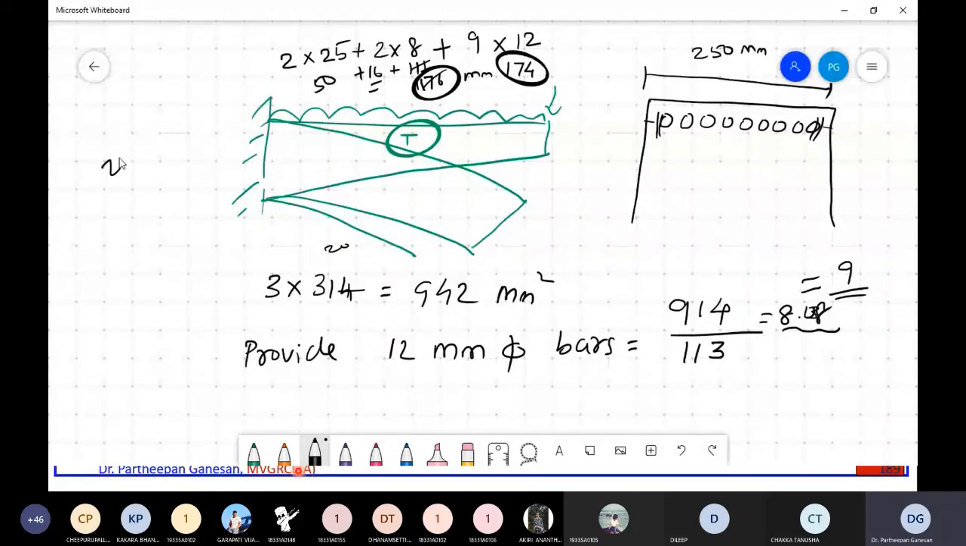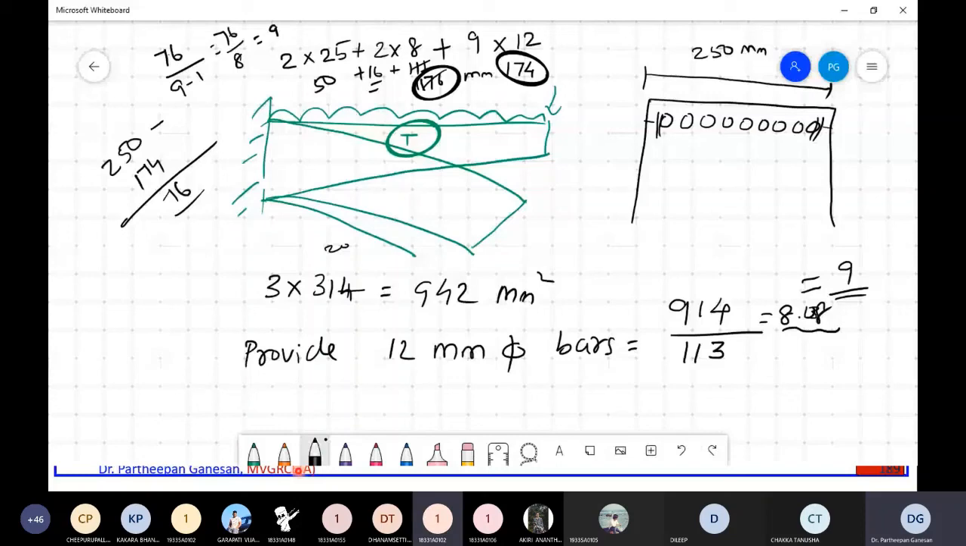So 250 minus 174. How much is it? It comes out to be 76, right? So 76 divided by the total 9 bars, 9 minus 1 spacings will be there, so 76 divided by 8. How much? 9.5. So you have only 9.5 millimeter between these two rods.